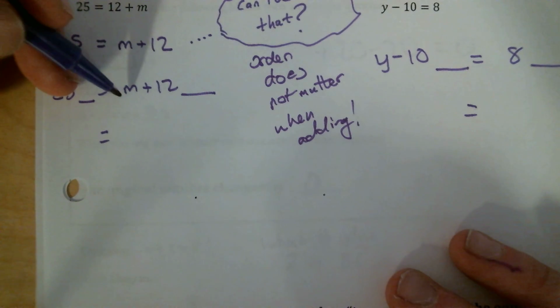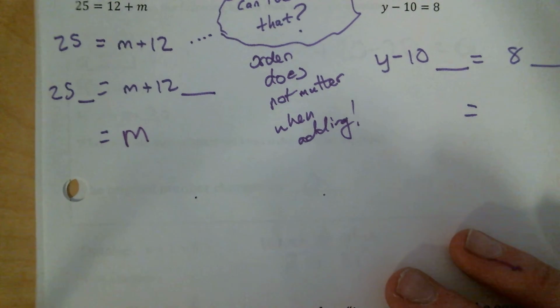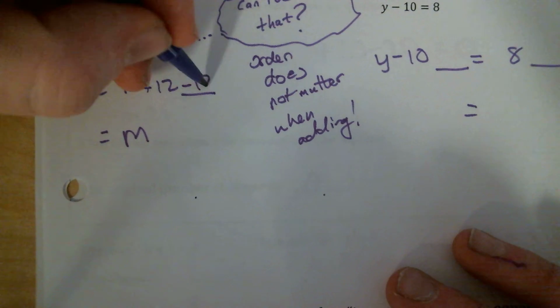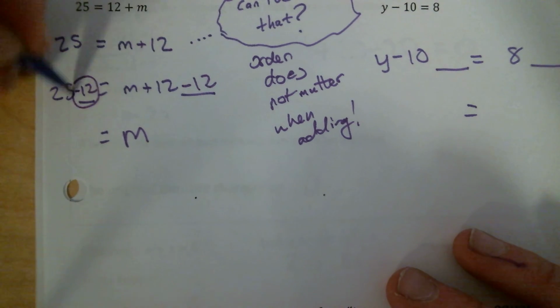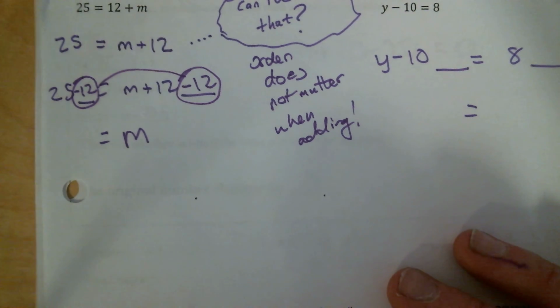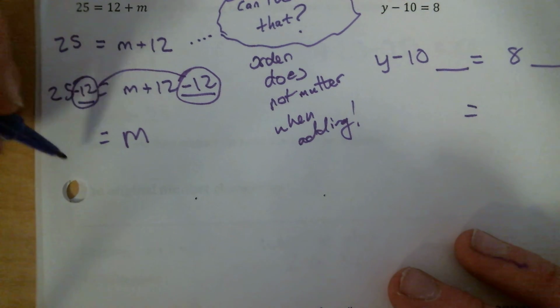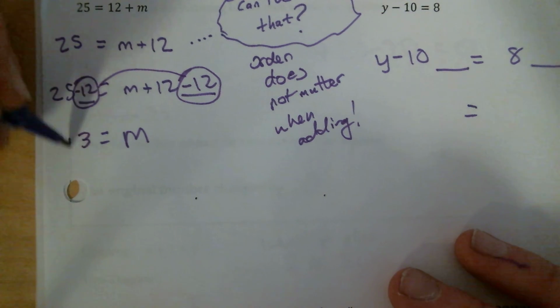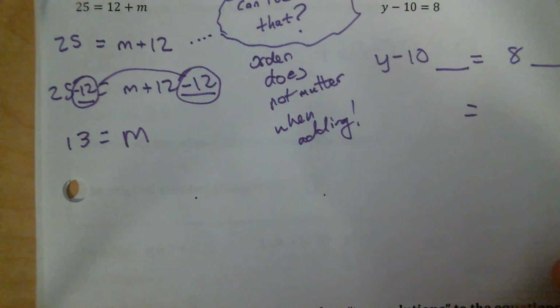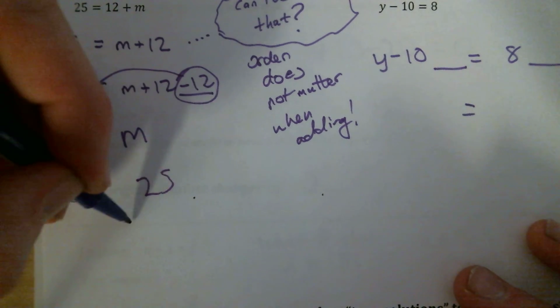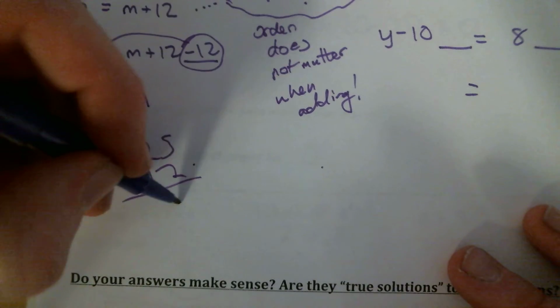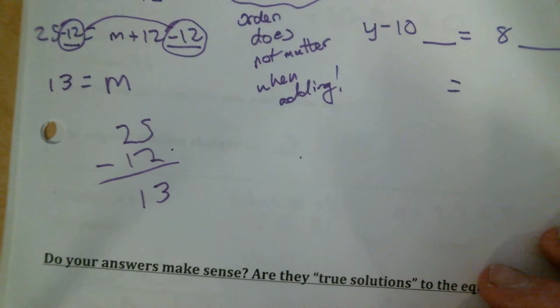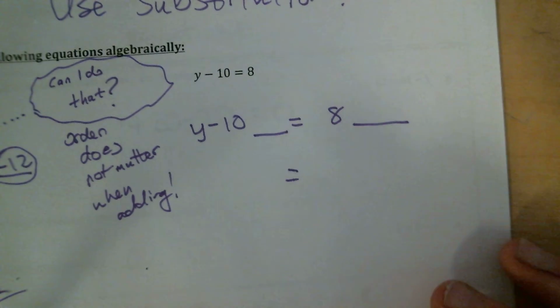So now I want to find a way to make this equal to just m. So how could I do that? I could take 12 away from both sides. Whatever I do to one side, I have to do the other. These two should match. And so what's 25 minus 12? That would get at least 13. 13? Double check. I can always check my math off to this side. 5 take away 2 is 3. 2 take away 1 is 1. Okay, so I'm good.